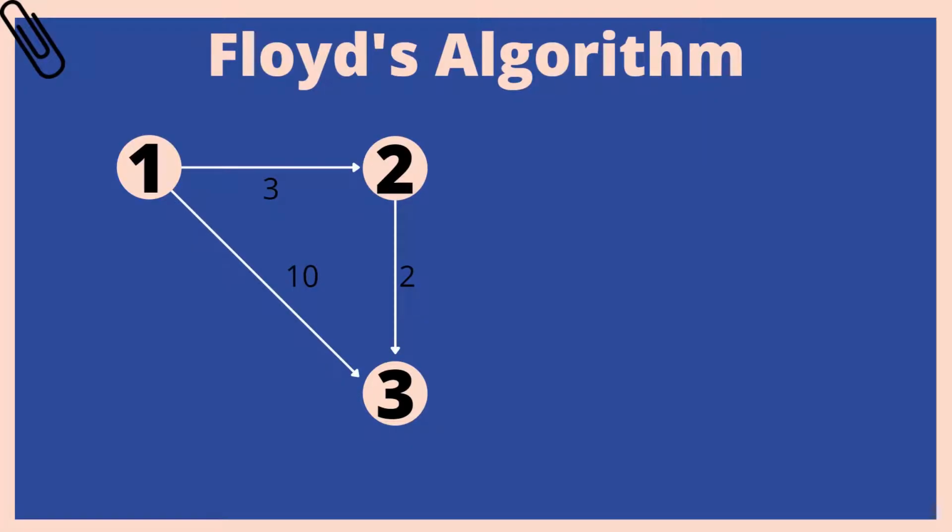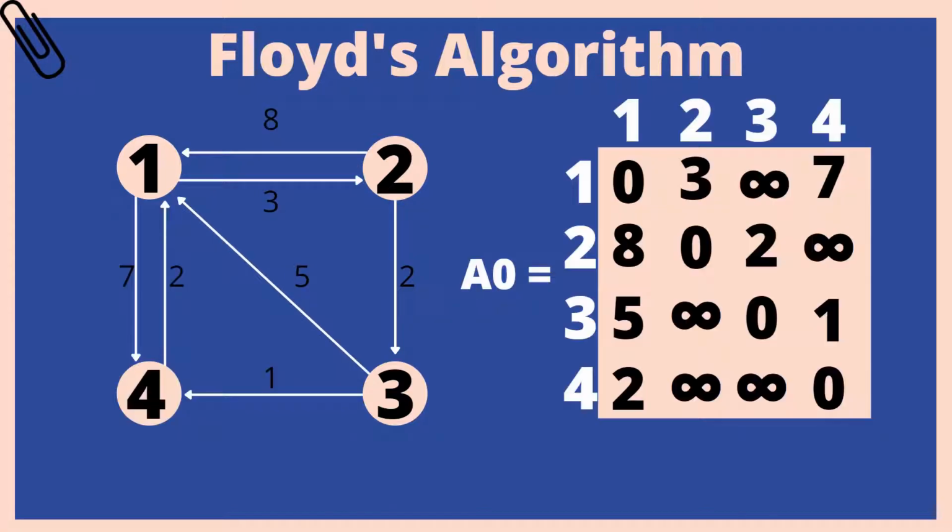So let us consider a simple example. This is a graph with vertices 1, 2 and 3. So from 1 to 3, if we take the direct edge, that is 1, 3, then the distance is going to be 10. But we can see that there is also a path via 2 which connects to 3. So if we move from 1 to 2 and then 2 to 3, then the distance is going to be 5, which is smaller than 10. So this is the simple working of Floyd's algorithm. So the distance of 1 to 3 is going to be 5, that is via 2.